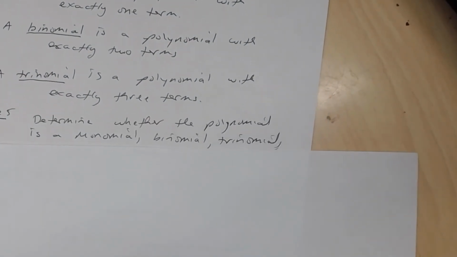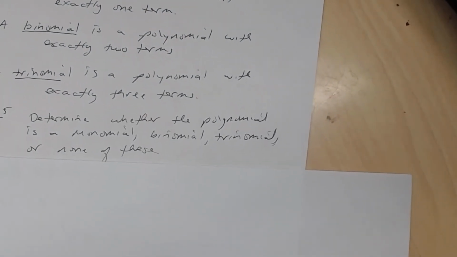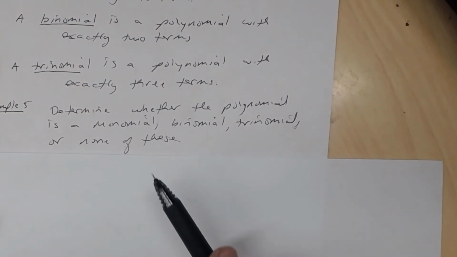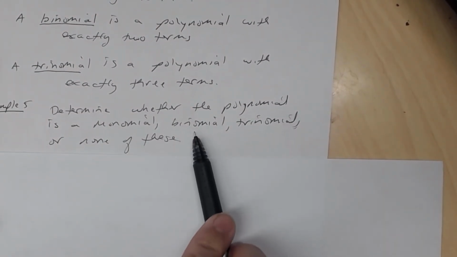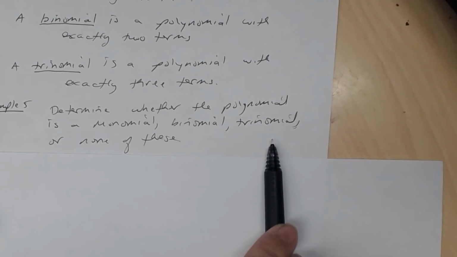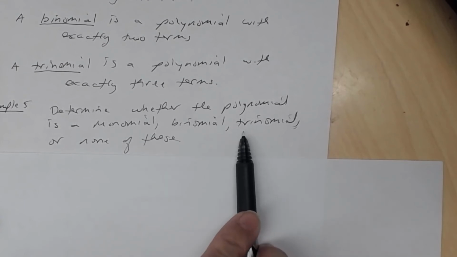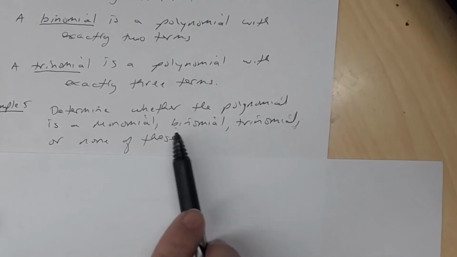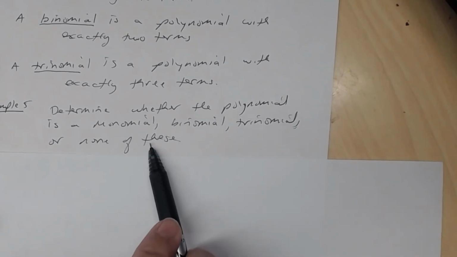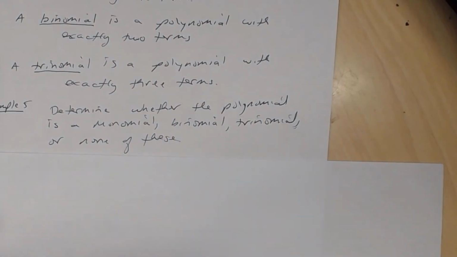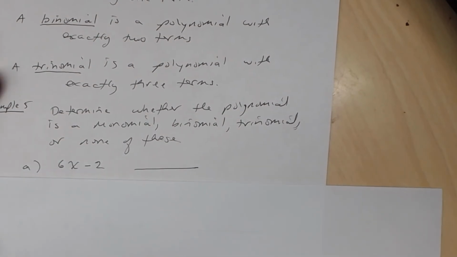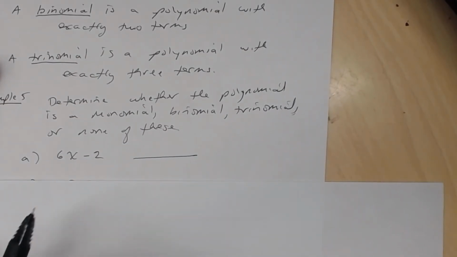All right, look at example 5. In example 5, you're going to be given some polynomials, and you want to determine whether each is a monomial, a binomial, or a trinomial. And remember, those are the three special names. Anything more than 3 terms doesn't have a special name. We're just going to say none of these. You're going to write the words none of these. All right, so look at this one, letter A.